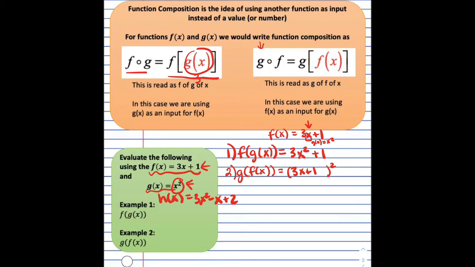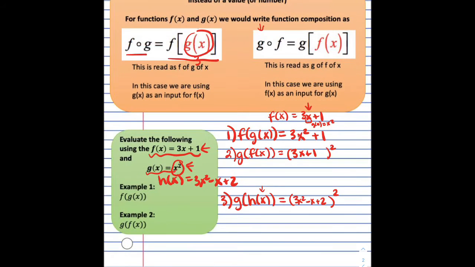Let's do 3x squared minus x plus 2. Okay, so this is h of x. And let's try doing g of h of x. So this means I'm going to take something and square it. My g of x says I'm taking a variable and I'm squaring it. So I'm going to plug in h of x. I'm putting h of x inside, so that means I'm going to do 3x squared minus x plus 2.